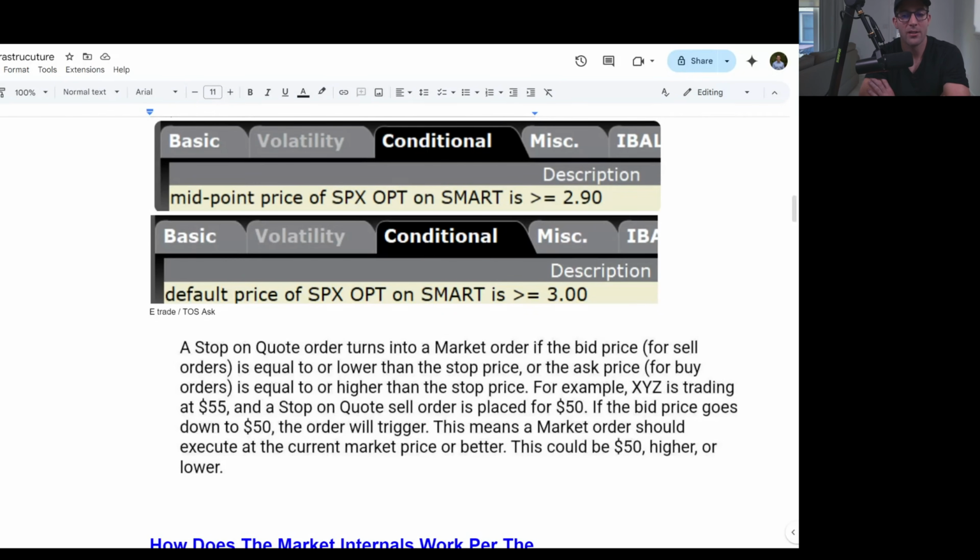or is equal to or higher than that stop price. For example, XYZ is trading at $55 and the stop on the quote sell is placed at 50. If the bid goes down to 50, the order will trigger. This means the market should execute at the current price or better. This could be $50 or higher. So this is an example that they're triggered off the ask.